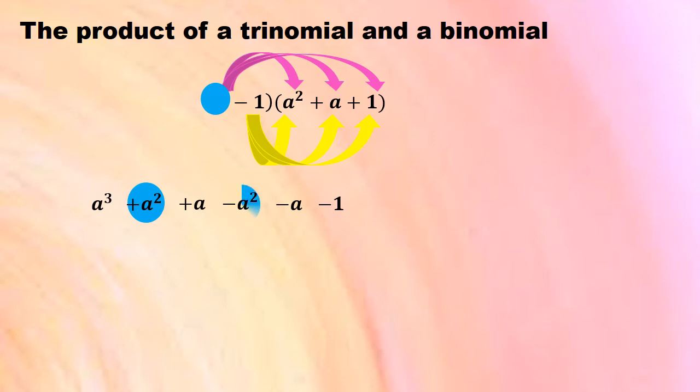So that positive a squared minus a squared is going to fall away, become 0. And the plus a minus a also falls away, and what are you left with? A to the power 3 minus 1.